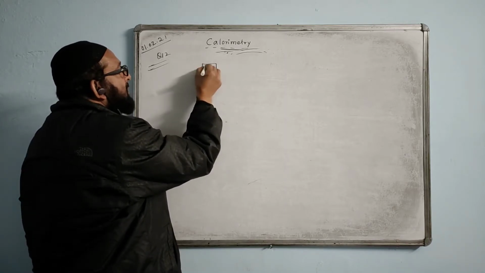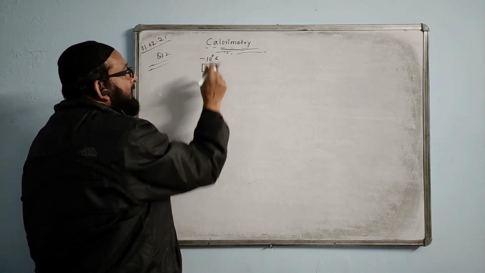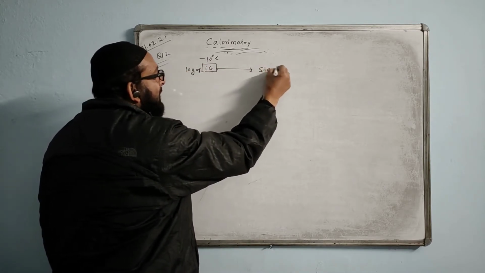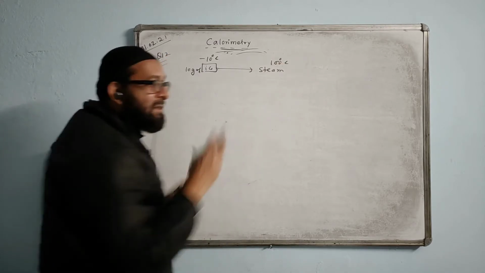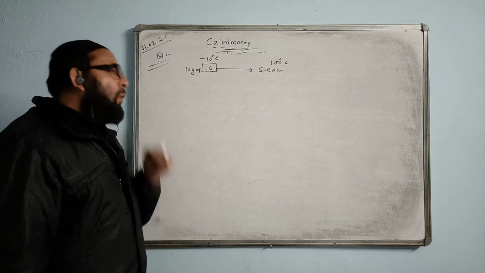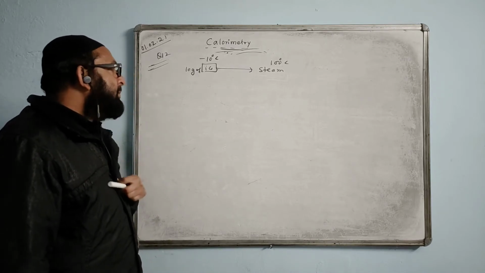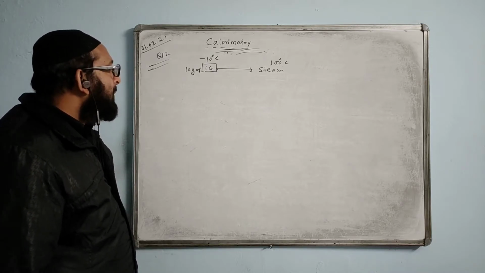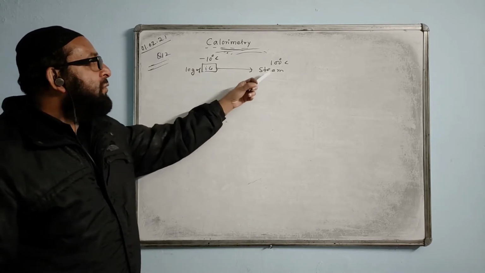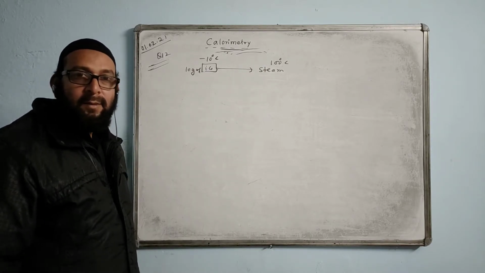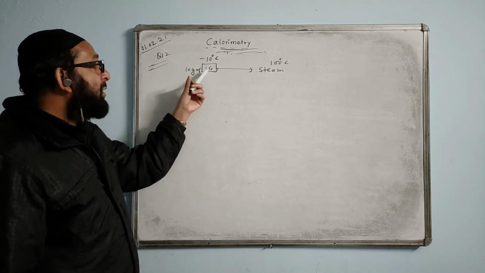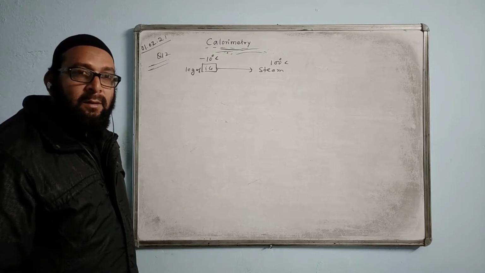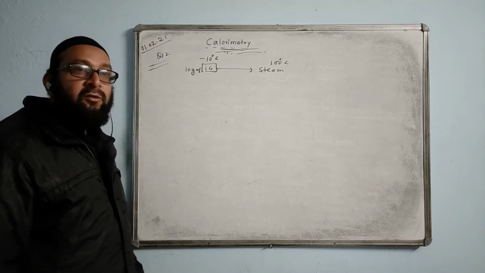I'll explain to you. There is an ice at minus 10 degrees Celsius, mass is 10 gram. We are converting it into steam at 100 degrees Celsius. How much heat is needed? Question says, 10 gram of ice, we have to convert it to steam at 100 degrees Celsius. Can you convert directly? When you start cooking, will the ice directly change into the steam?